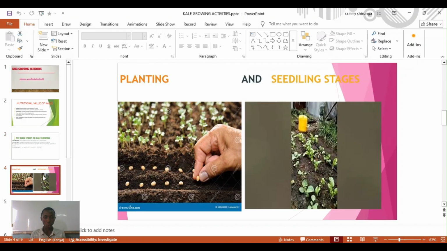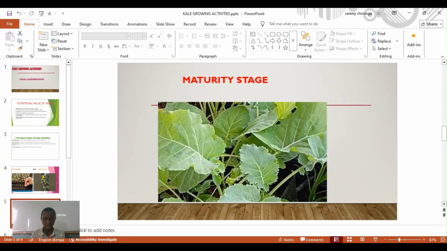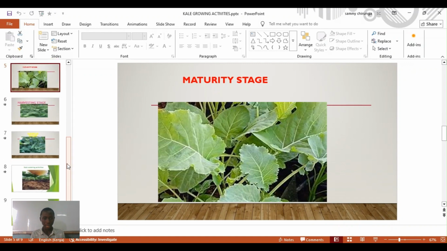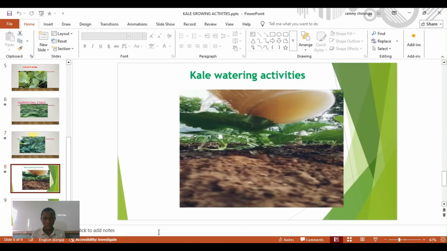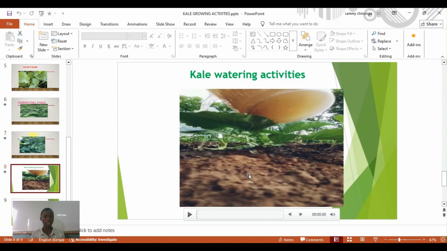I have shown you also in diagram way. This is the planting stage. This is the seedling stage. As you can see there very well. We have moved now to the maturity stage, and that's all about it. I have shown you the harvesting stage. We have shown you the video. We have also moved to the other video here of the watering, and you have seen it.